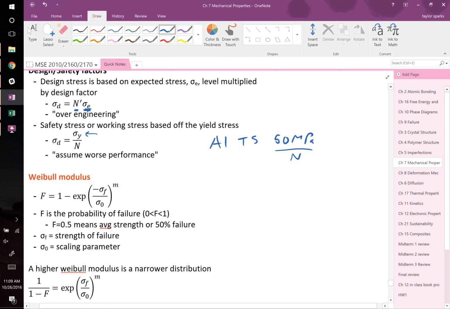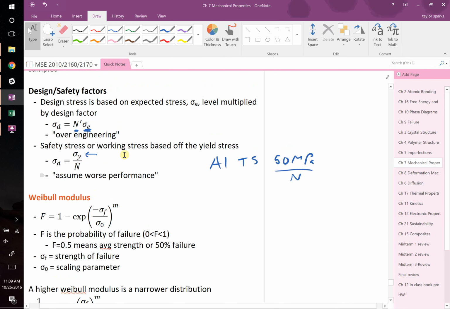So we're not going to load it up in our design. We're not going to design it to take 50 megapascals because that's when it would break. Instead, we're going to do it divided by some factor, 2 or 3 or 10 or something, right? And so this can be thought of not as over-engineering, but rather as assume worse performance. The spec sheet says that your alloy is good to some value. Assume that it's going to be worse by some safety factor.